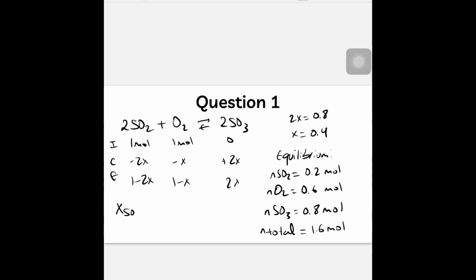So the mole fraction for SO3 is going to be equal to the number of moles of SO3 over the n total, and I will have 0.500. I add the zeros because they need 3 significant figures. The mole fraction for O2 is going to be equal to 0.375 by dividing the number of moles of O2 by the total number of moles, and the mole fraction for SO2 is going to be equal to 0.125.